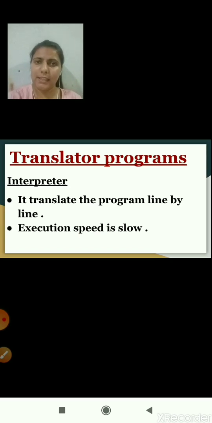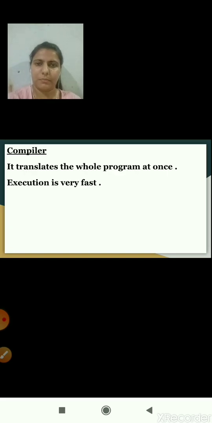Execution speed is slow. The execution speed of interpreter is slow. Next one is compiler. It translates the whole program at once.